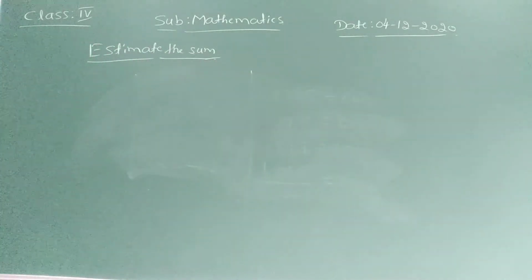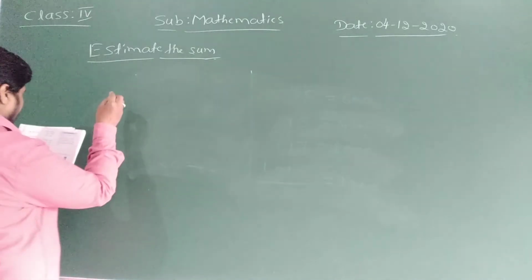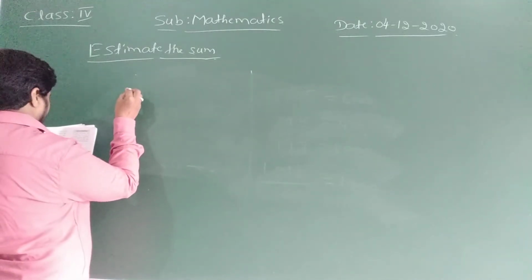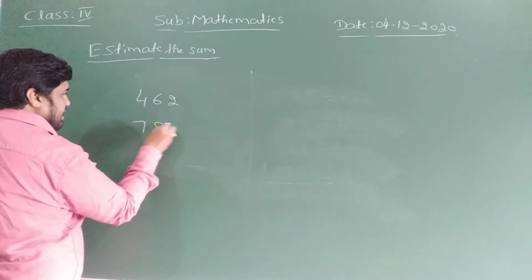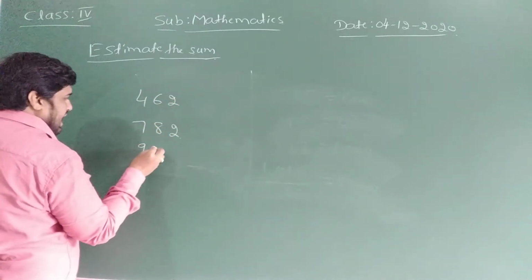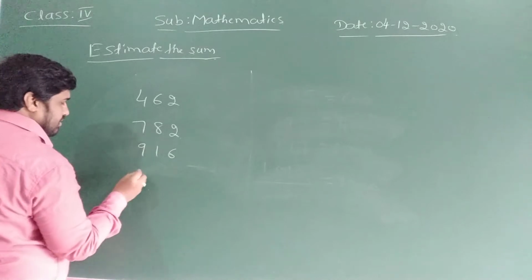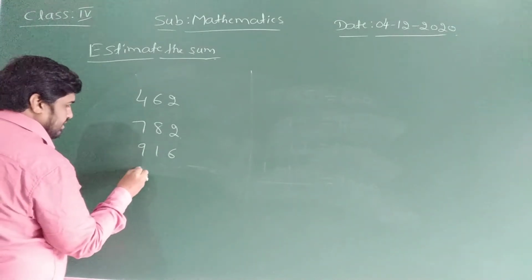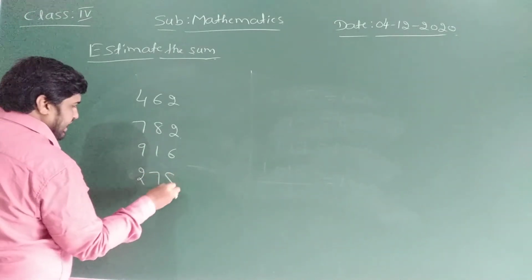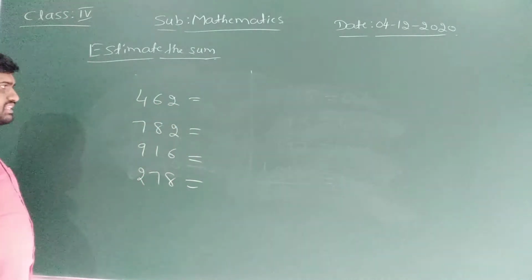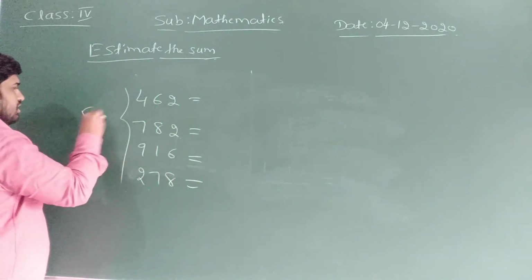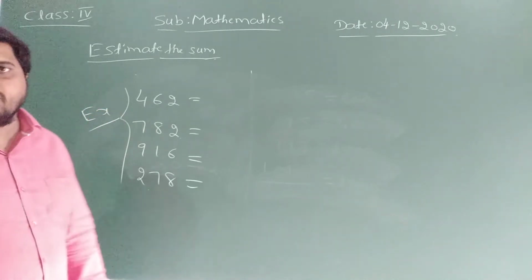See, similarly, 462, then first 782, 916. Okay, similarly 278. See how to round off or how to estimate these examples. See, these are all examples.